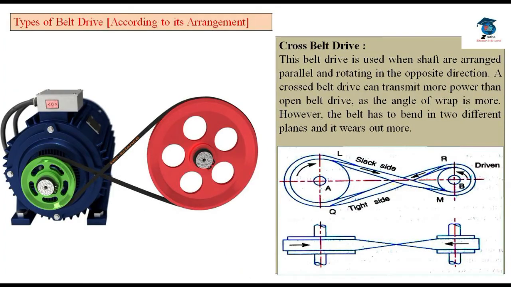In the case of cross belt drive, it is used when shafts are arranged parallel but rotating in the opposite direction. The cross belt drive can transmit more power as compared to the open belt drive. In the diagram shown, both the motor and driven pulley shafts are parallel to each other, but the belt arrangement is cross, unlike the previous case. This is a more suitable arrangement to avoid slipping of the belts and is used mainly when the direction of rotation of the driven pulley is to be reversed.